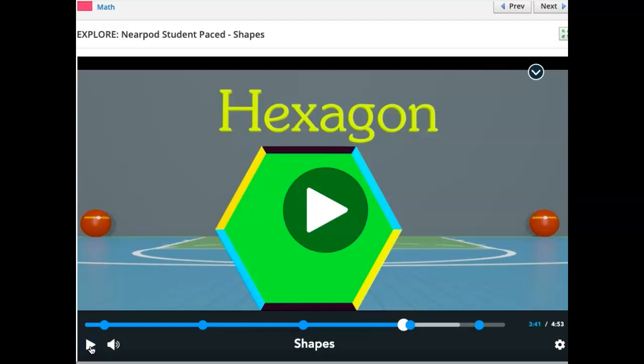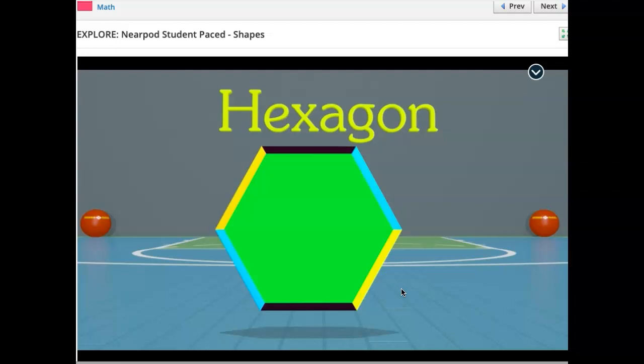6 sides and 6 vertices. That's how we'll talk about them in kindergarten. You can draw all of these shapes by counting sides and angles.